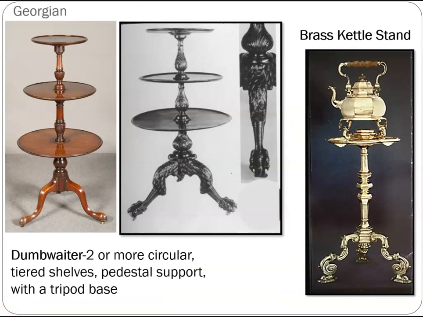This is a Georgian style dumbwaiter. A dumbwaiter has 2 or more circular tiered shelves, so they're larger at the bottom and they get smaller as they go up, and it's on a pedestal support with a tripod style base. And then the one on the right is showing a brass kettle stand.